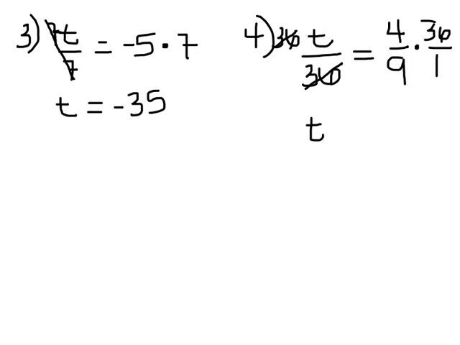On the right side, we have 4 over 9 times 36 over 1. Remember that we should always be reducing any top number with any bottom number. So 9 and 36 reduce. 9 goes into itself once, and 9 goes into 36 4 times. So we're left with 4 times 4 on our right side, which is 16.